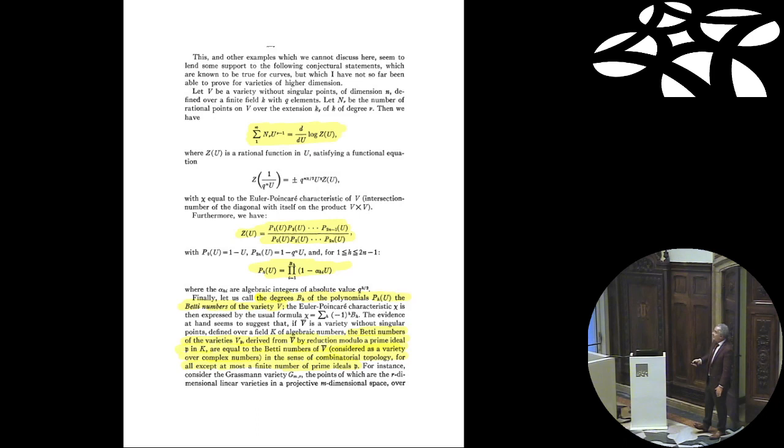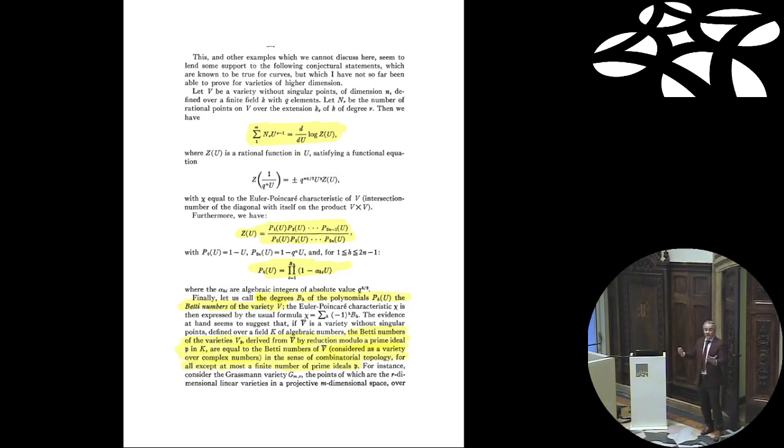The evidence at hand seems to suggest that if you have a variety without singular point over a field of rational numbers, say Q, the Betti numbers of the varieties derived by reduction modulo P of Q are equal to the Betti numbers of the variety over the complex numbers, in the sense of combinatorial topology, for almost all P's. So what I explained to you is a very special case of things which were envisioned by André Weil at the end of the 40s.